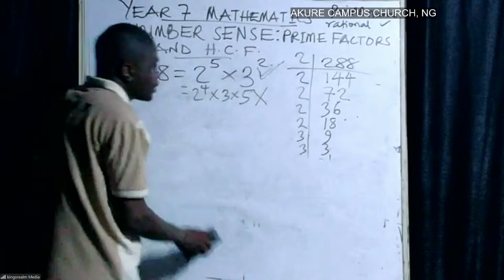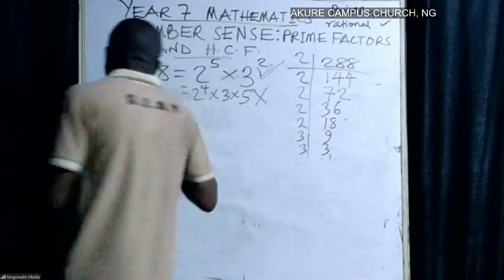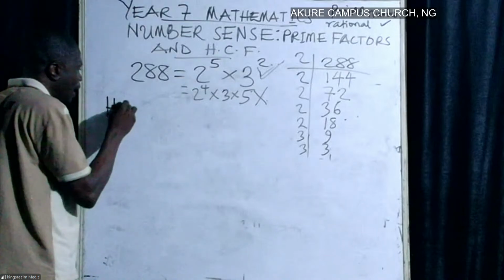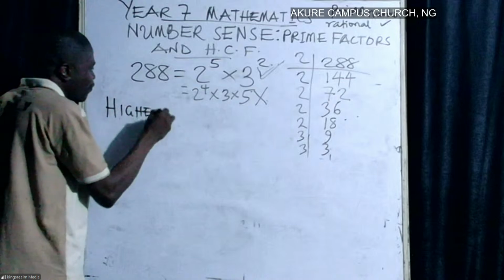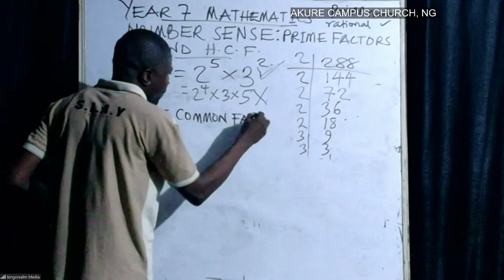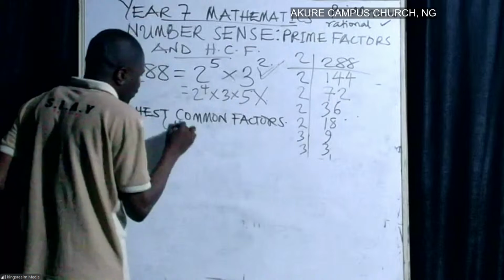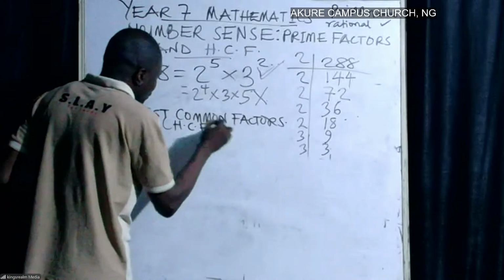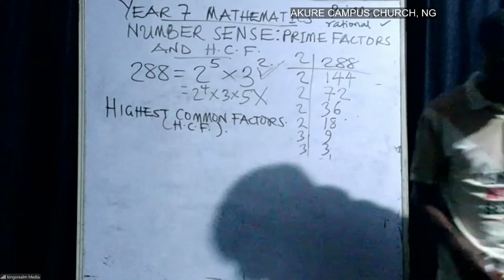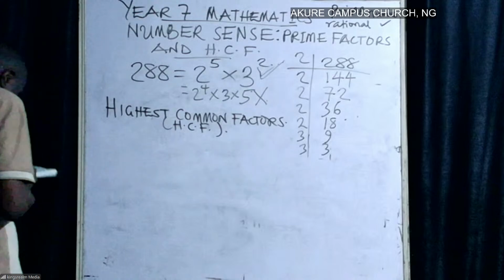So let's now look at HCF. HCF is highest common factor. When you have more than 1 or 2 numbers, so highest common factors. So HCF. So when you have more than 1 or 2 numbers, let's take an example to illustrate that.